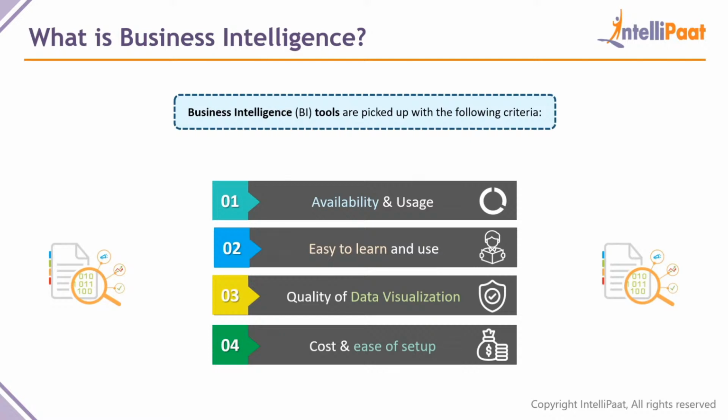As we can see, the first criteria is availability and usage. The tool needs to be widely available. It shouldn't be limited in its availability, because in order for a lot of organizations to be able to get in touch with the tool that they're going to be using, it needs to be very accessible. So the usage and availability should be pretty convenient for the organization in question.